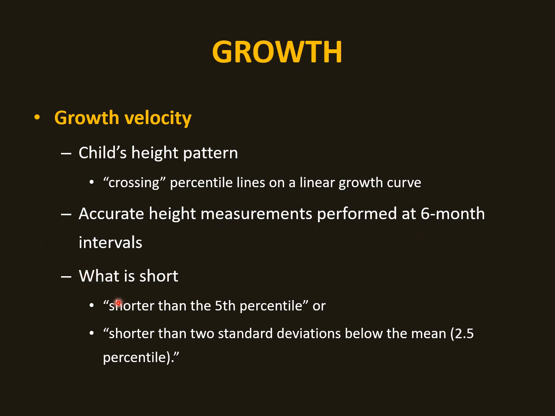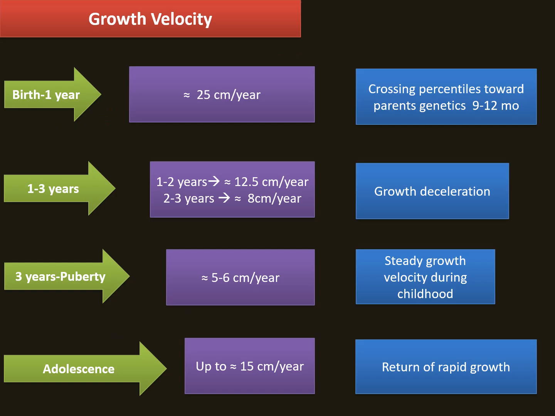So what is short? Short means shorter than 50th percentile or shorter than 2 standard deviations below the mean. Growth velocity according to the age. From birth to 1 year, this is the fastest time the infant will grow, the first year of life. It is about 25 centimeter per year.